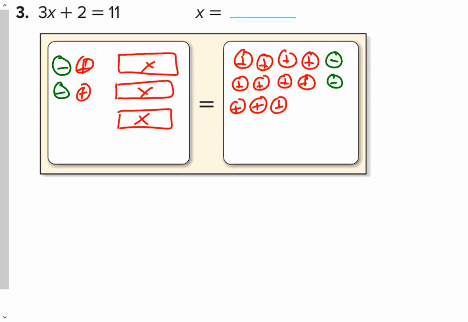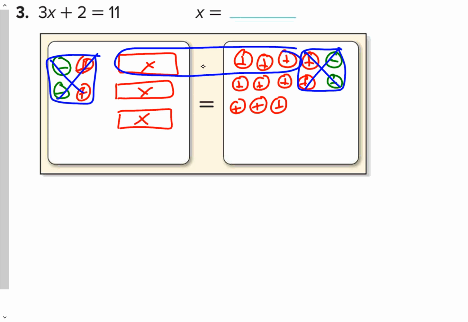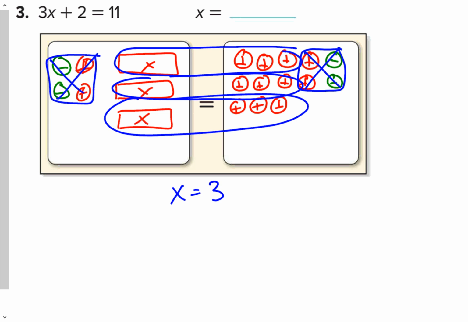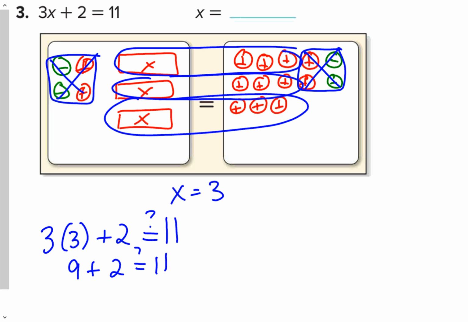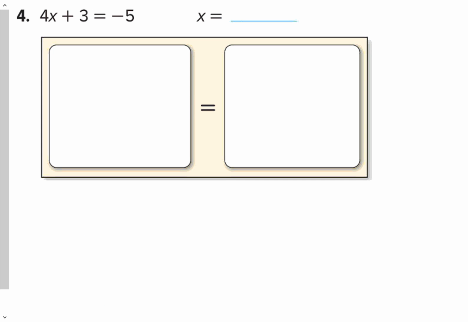All right, so now let's take away our 0 pairs. And what are we left with? Evenly distribute the chips with the x's. So x is going to equal 3. Double check. 3 times 3 plus 2. Does that equal 11? All I did was substitute 3 into the original equation. So 9 plus 2, does that equal 11? Yes, it does. So the answer is 3. All right, here's number 4.